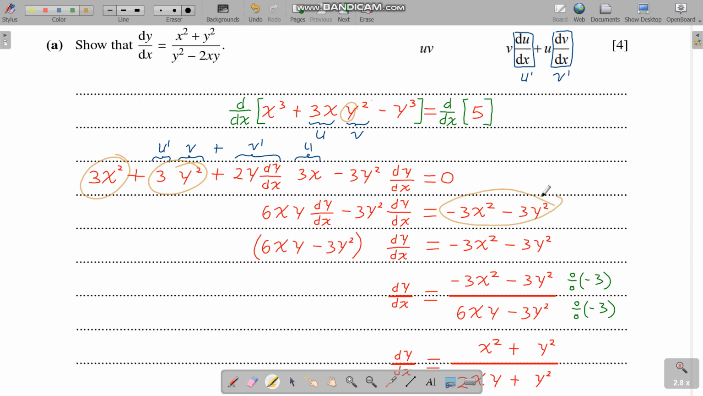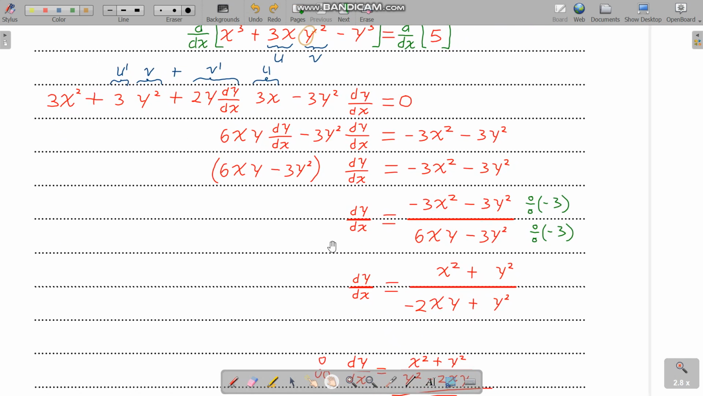Now we move everything without dy/dx, this term and this term here, to the right. We have minus 3x squared minus 3y squared, and then we factor out the dy/dx. So we have 2y times 3x, which is 6xy, minus 3y squared. And after we factor out the dy/dx, we divide both sides by the brackets here.